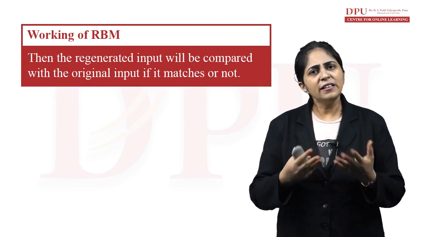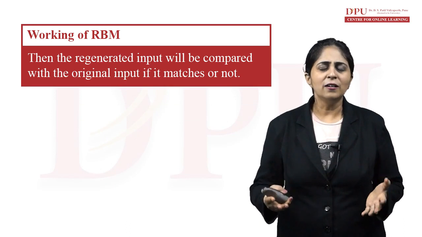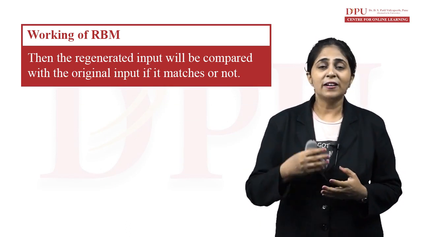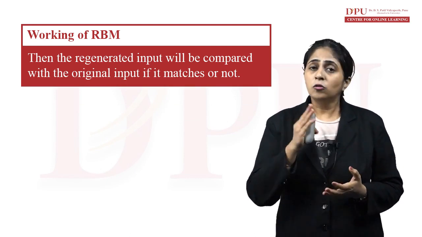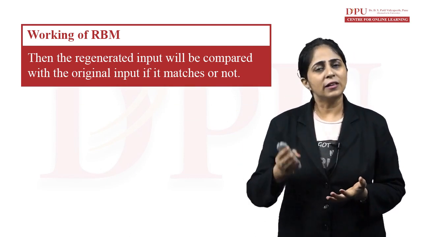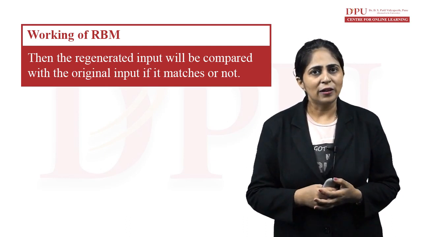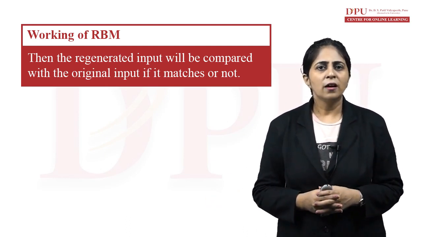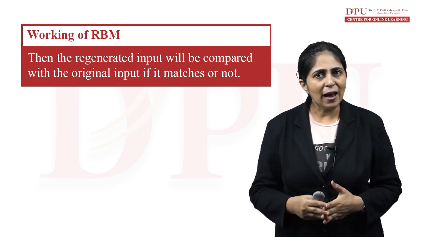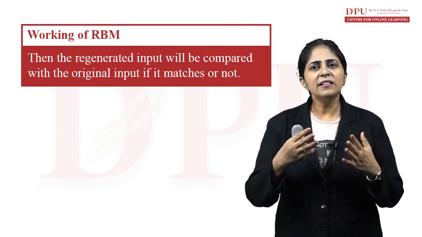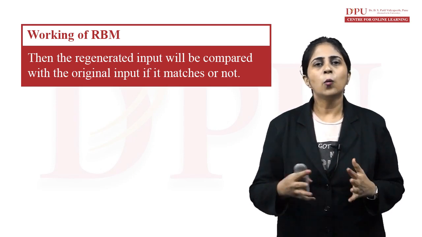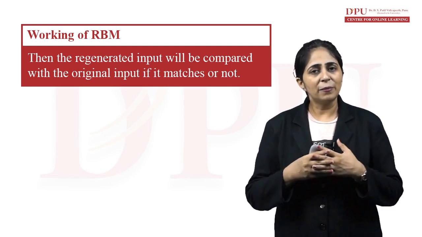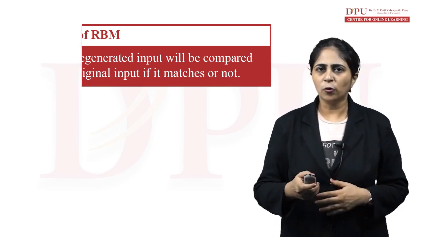Then the regenerated input will be compared with the original input that we have, to see if it matches or not. So this process will continue till our data matches with the input data, because we are trying to generate similar data values here. So this process will keep on happening until the regenerated input is aligned with the original input. So that is the basic working of our restricted Boltzmann machine.